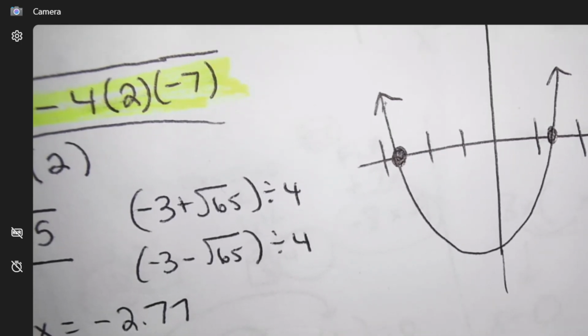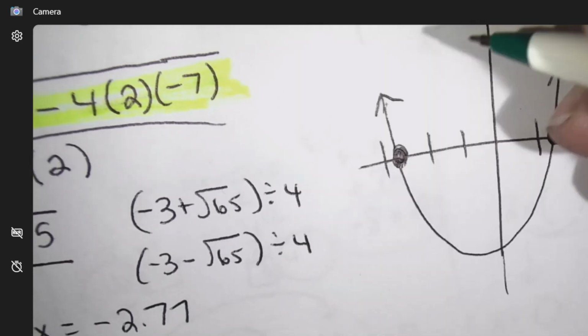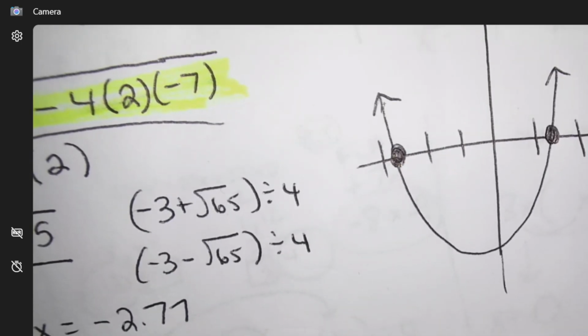Okay, I don't want much details. I just want you to understand, well, what's this mean and what's the shape, up or down?